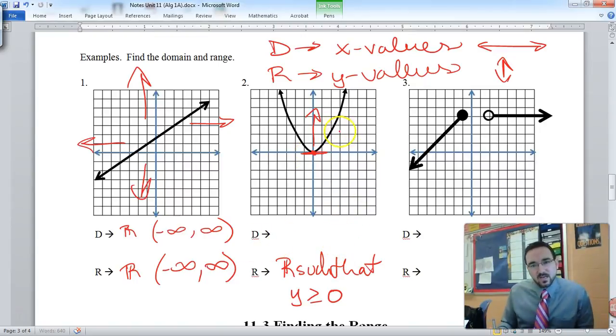What about x values? If we look at this graph, it looks like it's going to become a U, but parabolas are actually those special cases where it does extend off to infinity in both directions. So to the right and the left, it extends forever, so it's just all real numbers, negative infinity to infinity. It does not have any bounds.